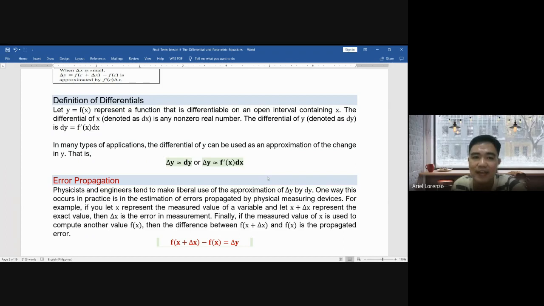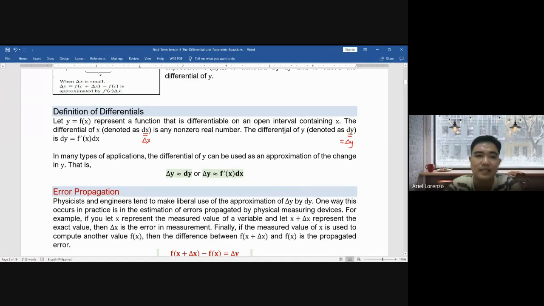The differential of x, as we write it, class, is dx. That means it is the change in x, and that is any non-zero real number. Then the differential of y, class, is denoted as dy, or the change in y, but they are not the same as the change in y. The dy, class, is just approximately equal to your delta y, wherein the delta y is the exact value of the change.